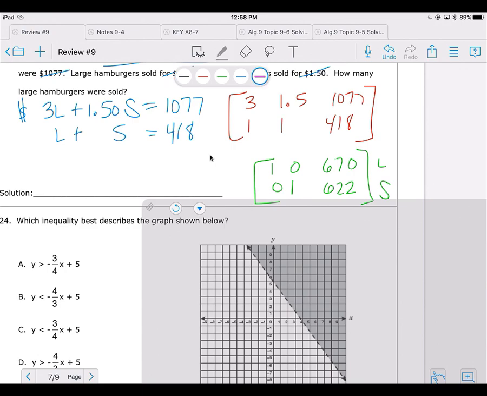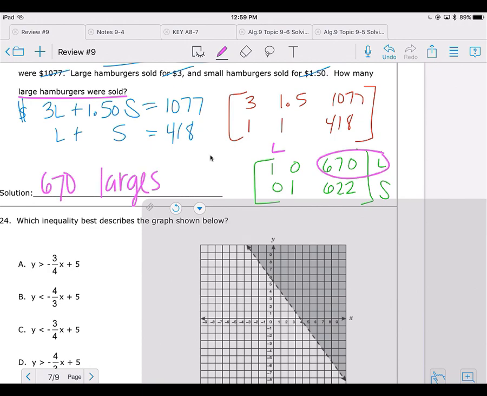So our solution, or the question, was how many large hamburgers. Larges went in first, so larges is 670 larges.